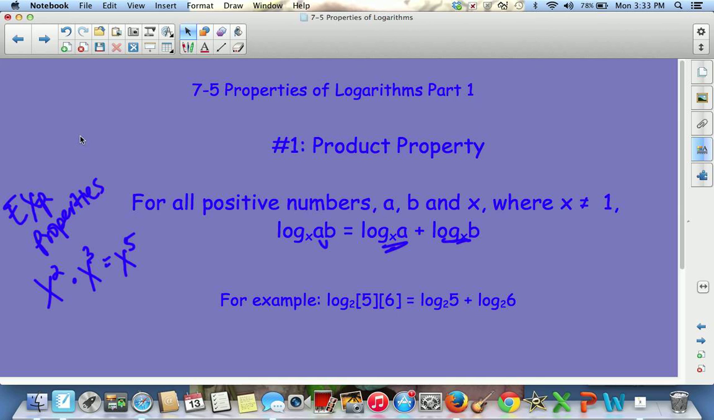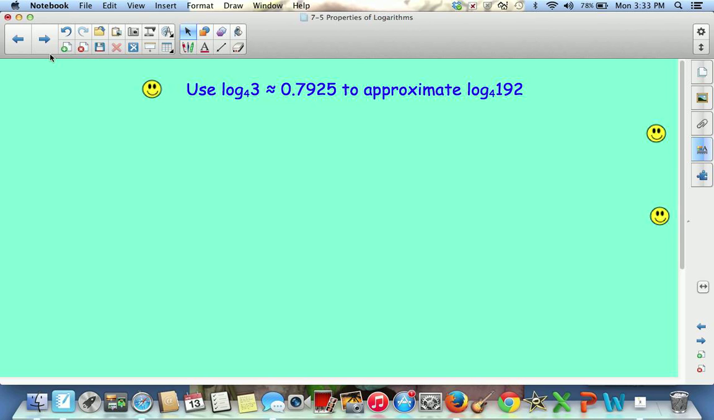So we're pretty familiar with these with the exponent properties. So let's go ahead and use this. Let's say log base 4 of 3 is approximately 0.7925. Use it to calculate log base 4 of 192. So we want to figure out, okay, how can I split up 192 into something with 3? Well, 192 divided by 3 is 64.